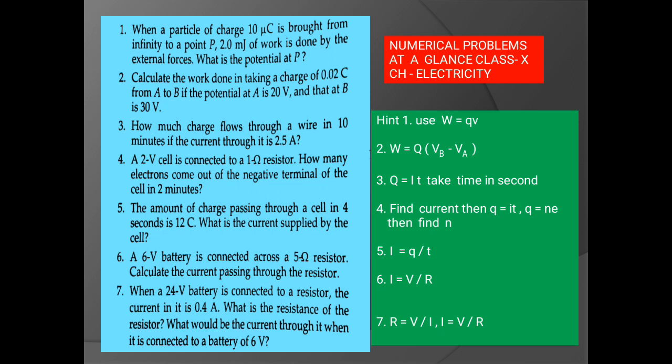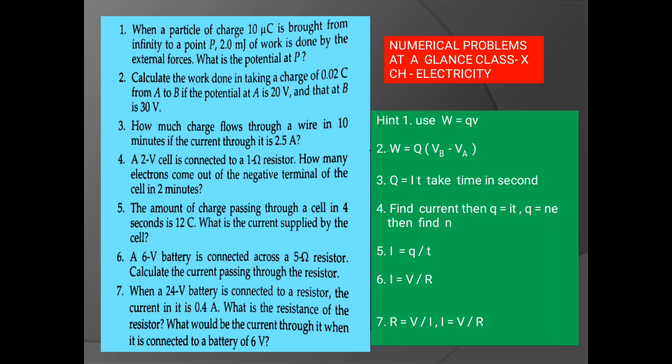In question 3, how much charge flows through a wire in 10 minutes if the current through it is 2.5 ampere? You can use Q equal to IT, but take the time in second. Here it is given in minute. So when you use the formula Q equal to IT, take time in second.